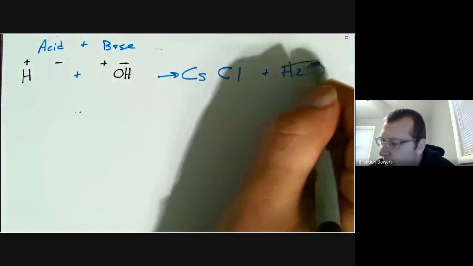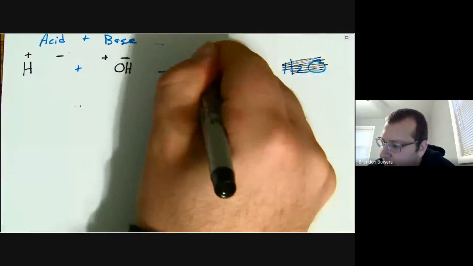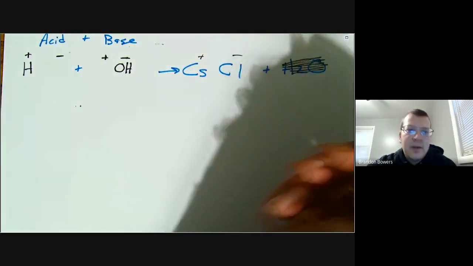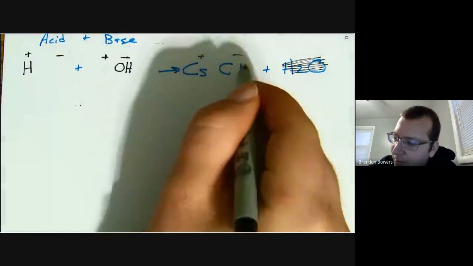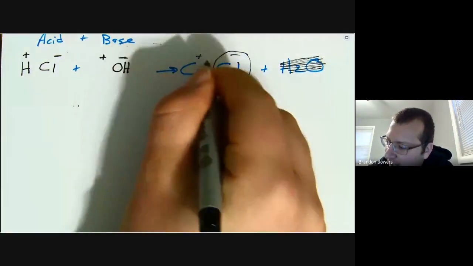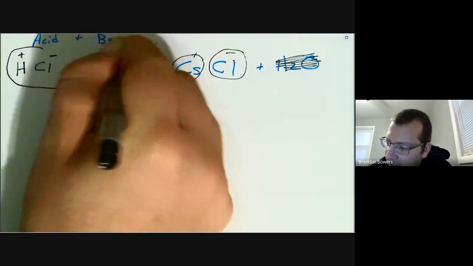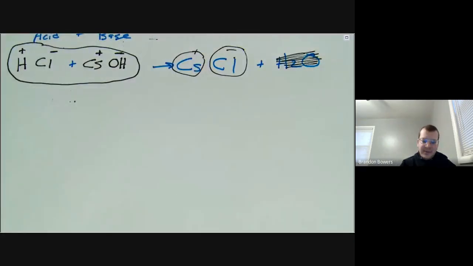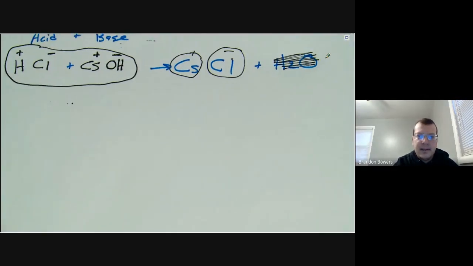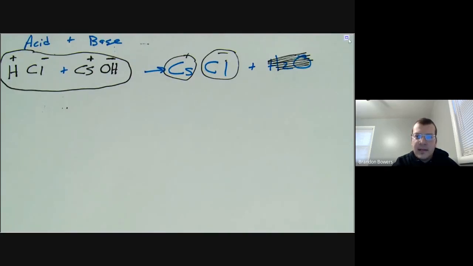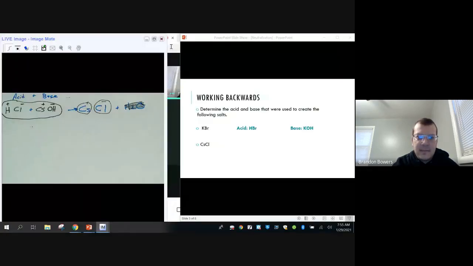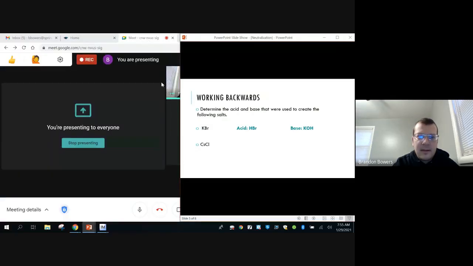So that takes care of my water. Remember, start with a positive, end with a negative. So here I have to put in my negative. The only negative I have left is Cl, and the only positive I have left is Cs. And there is your acid and base: HCl, CsOH. Okay. Are there any questions on that?